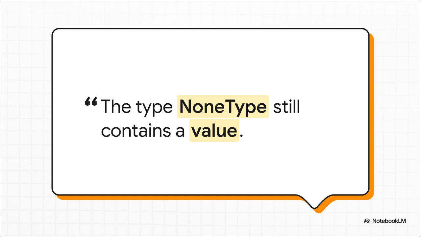And we can't forget about NoneType. Its single value, None, isn't just nothingness. It's a very deliberate way to represent the absence of a value. Think of it as a sign that says, hey, something should be here, but it isn't right now. It's a really powerful concept.